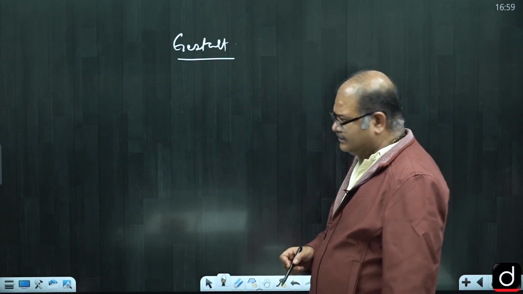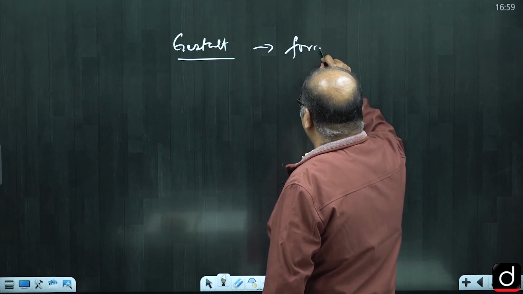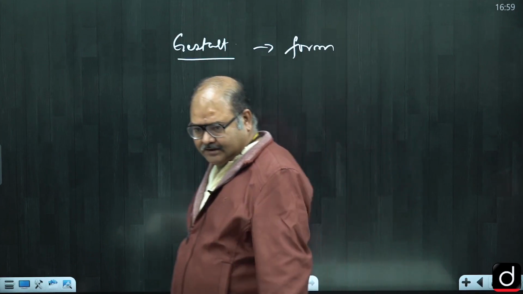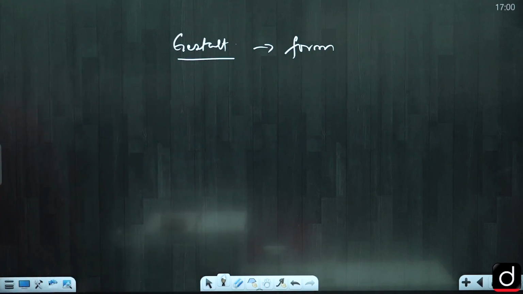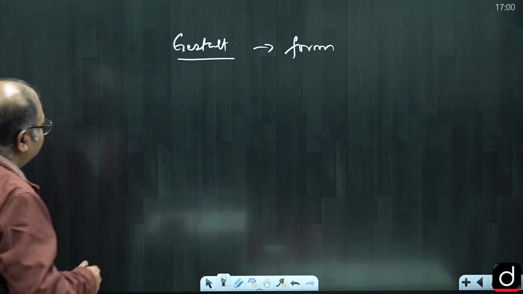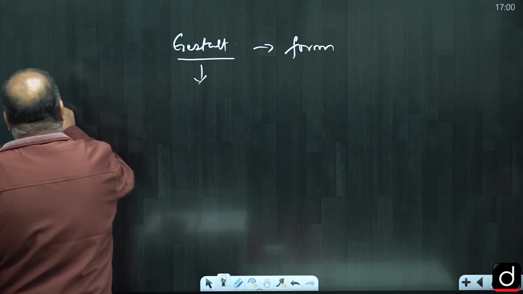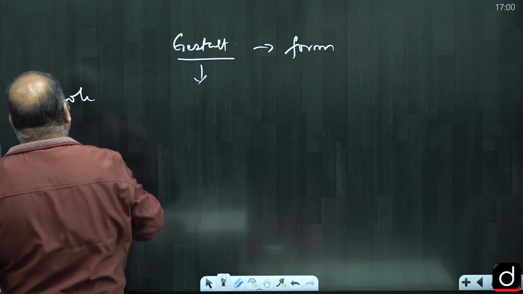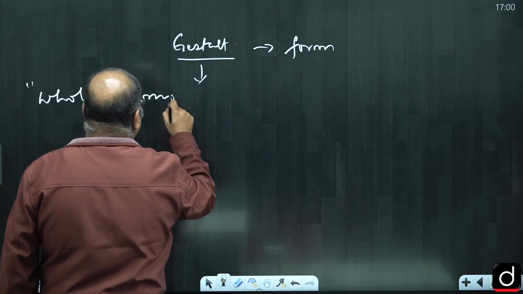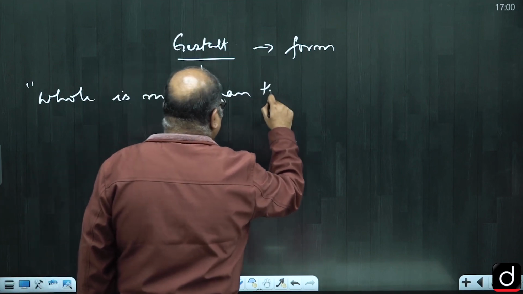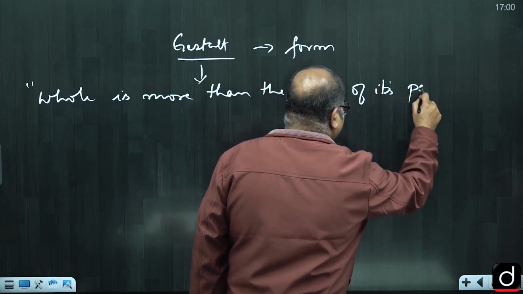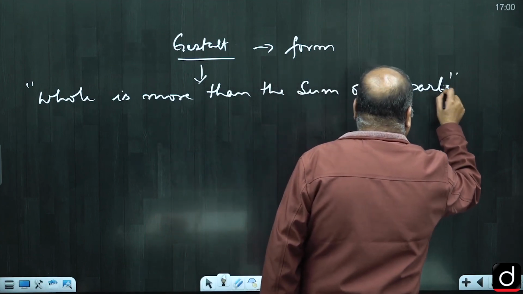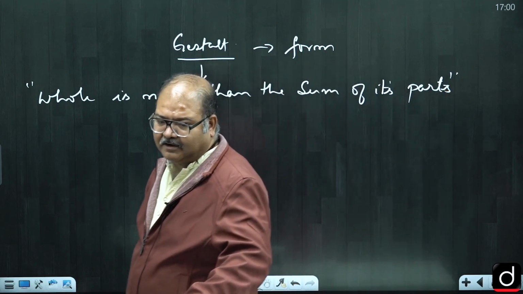Gestalt is a German word which means form, shape. Gestalt believes in the quote, whole is more than the sum of its parts. Whole is more than the sum of its parts.